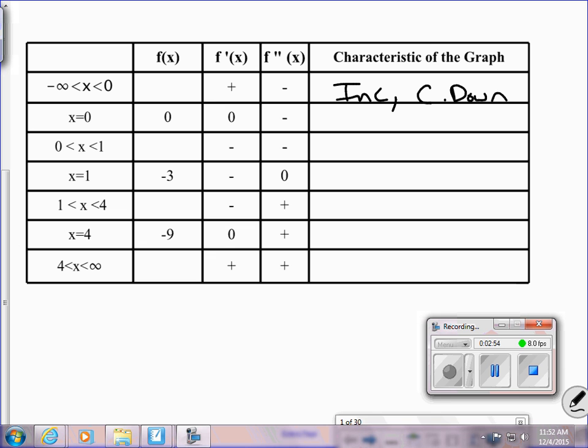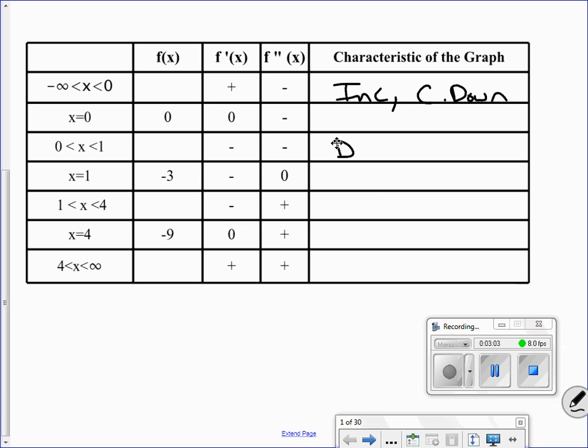All right, so we're back. On the interval from 0 to 1, both the first and second derivative are negative, so the function is doing what? Decreasing and concave down. You got that? Okay, the next interval from 1 to 4, first derivative is negative, second derivative is positive. What's going on with the graph? Show me the shape. Decreasing, concave up. Nice. Increasing and concave up.